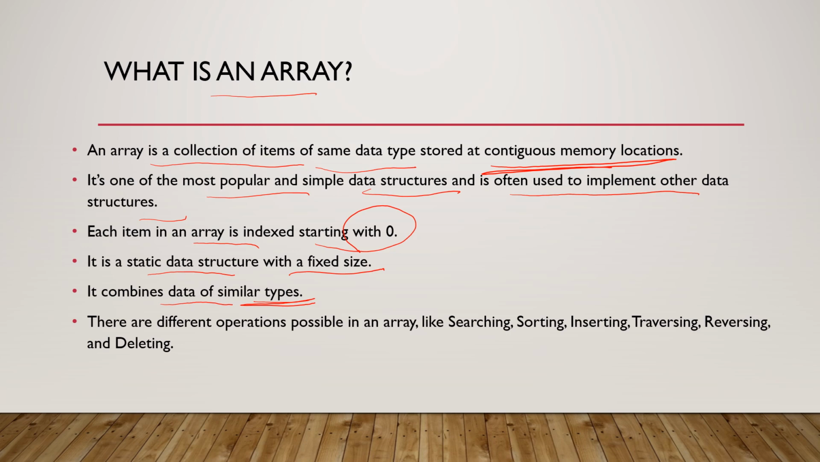As we have said, array is a collection of items of same data type. So that's why it is a collection of similar types. There are different operations possible in an array like searching, sorting, inserting, traversing, reversing and deleting. All these operations are performed in an array.